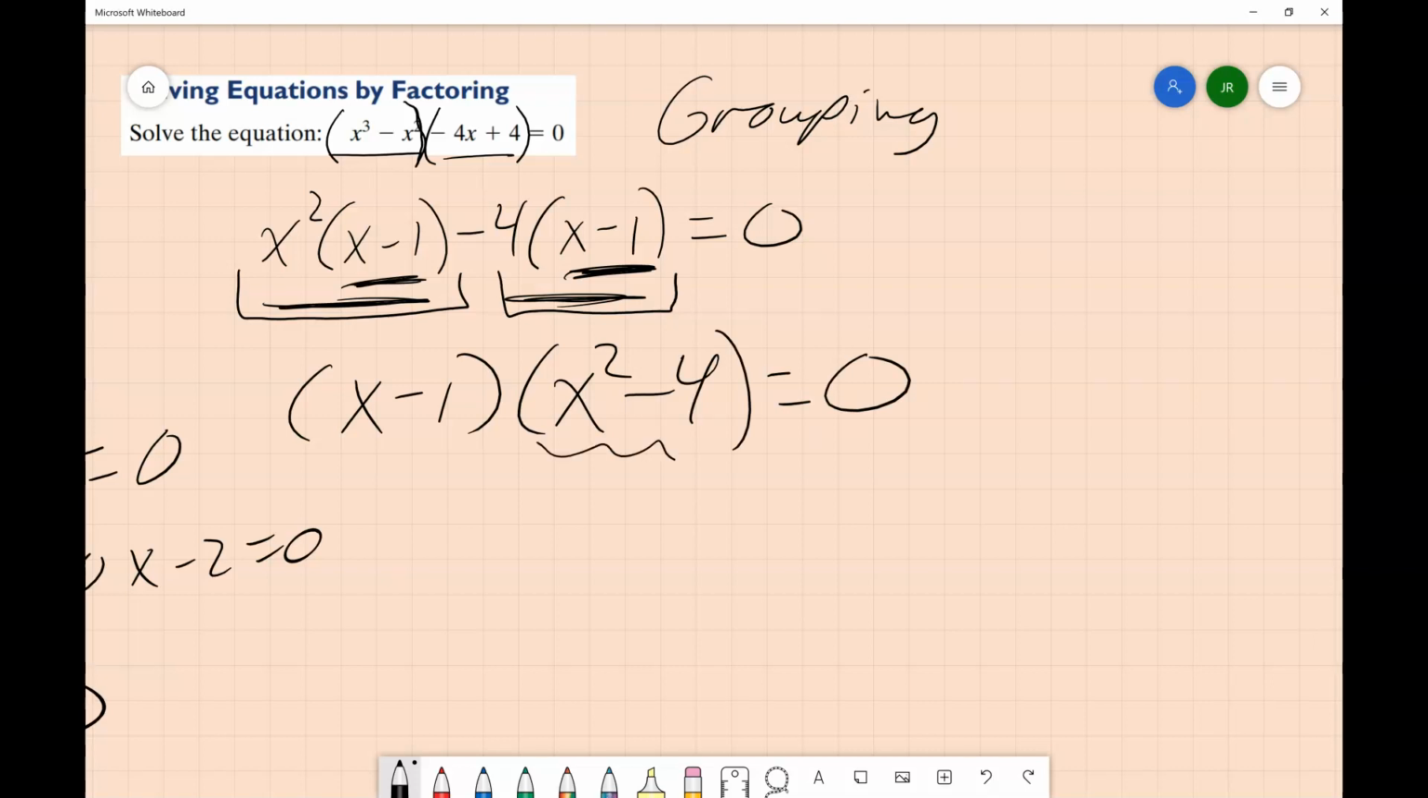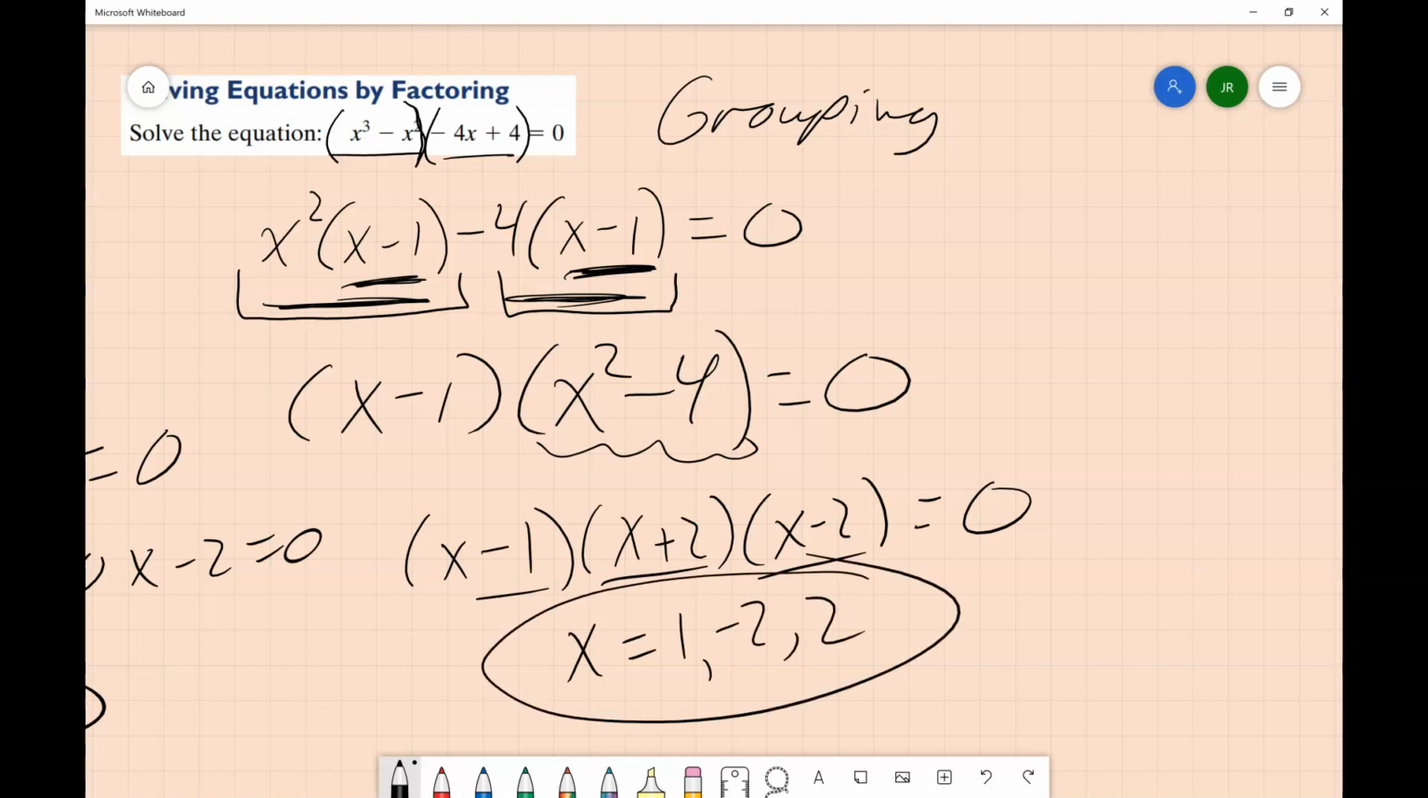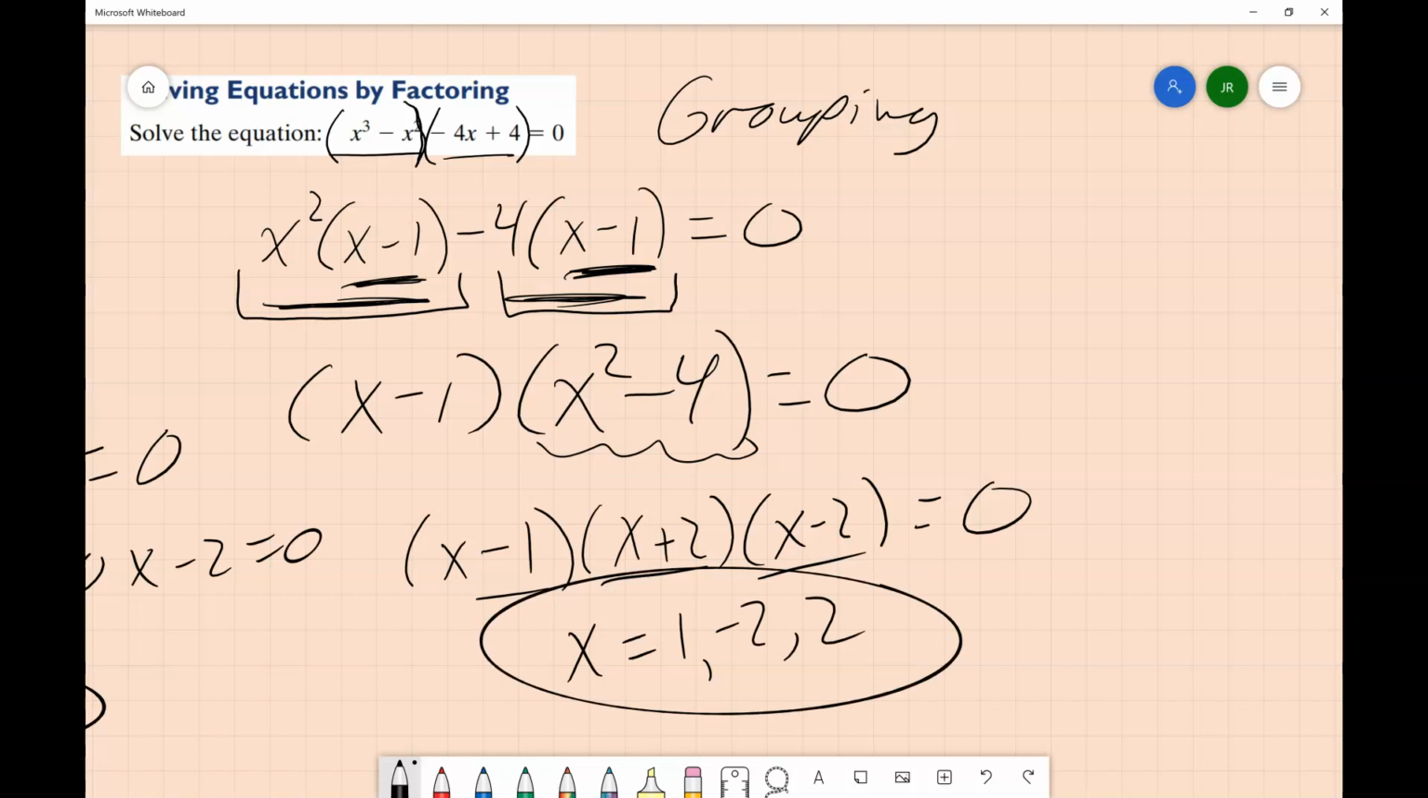Now notice here, I can factor that one some more because it is a difference of squares. So it's going to factor as x plus 2, x minus 2. So now I get x equals, if I set all three of those equal to 0, I'm going to get 1, negative 2, and positive 2. If you want to put plus or minus 2, 1 and plus or minus 2, that's okay. All right, that is how you do factor by grouping.